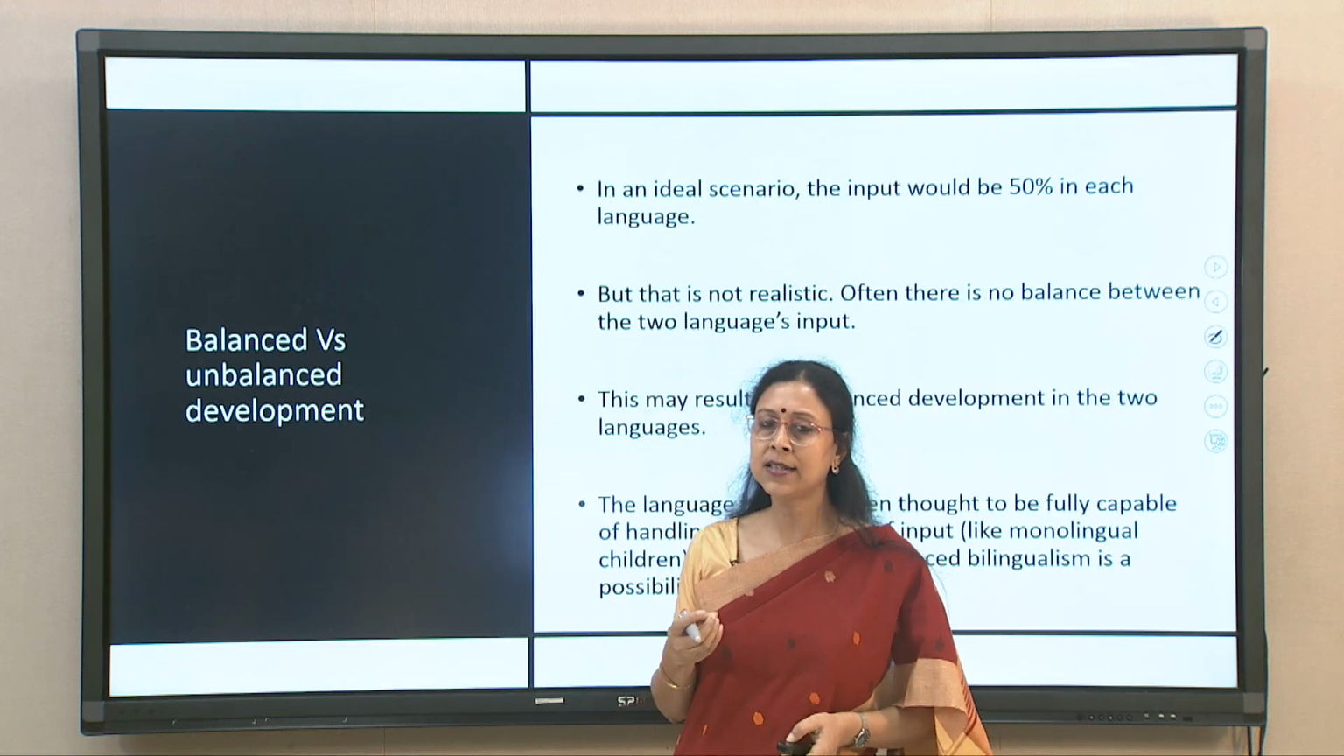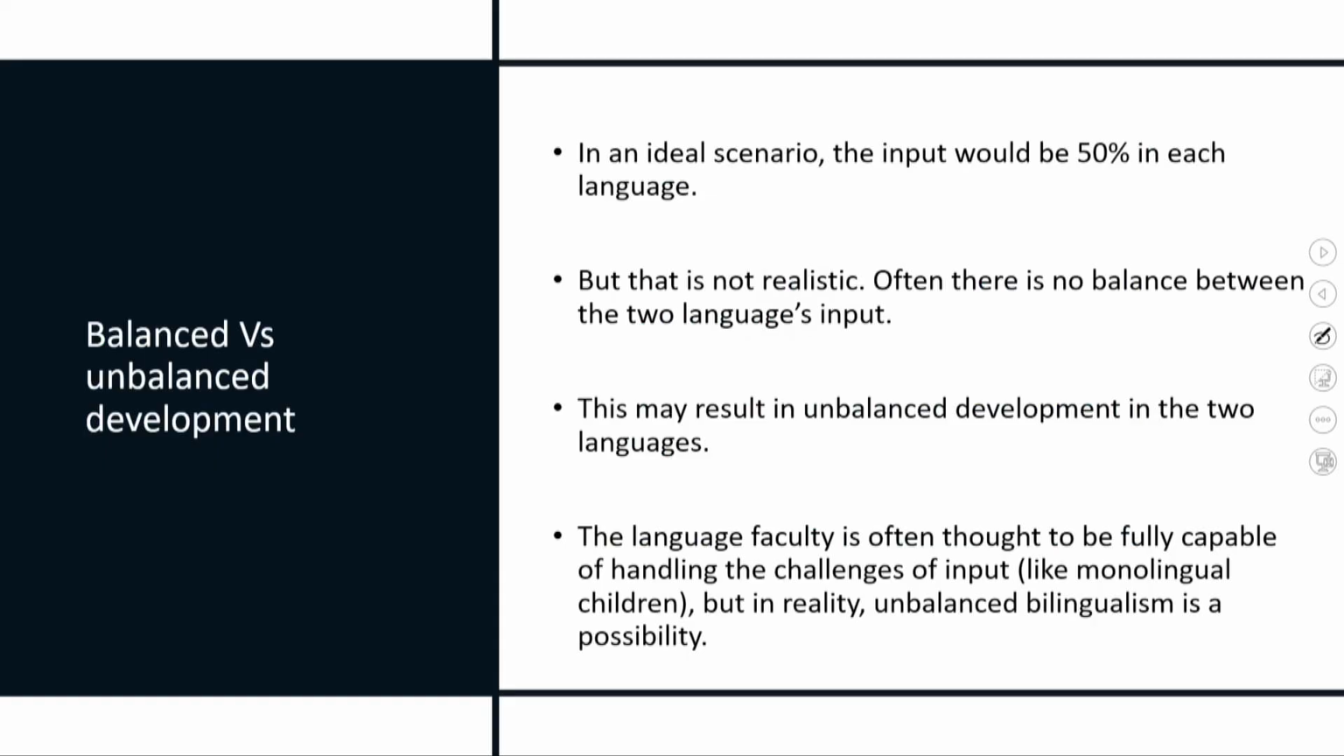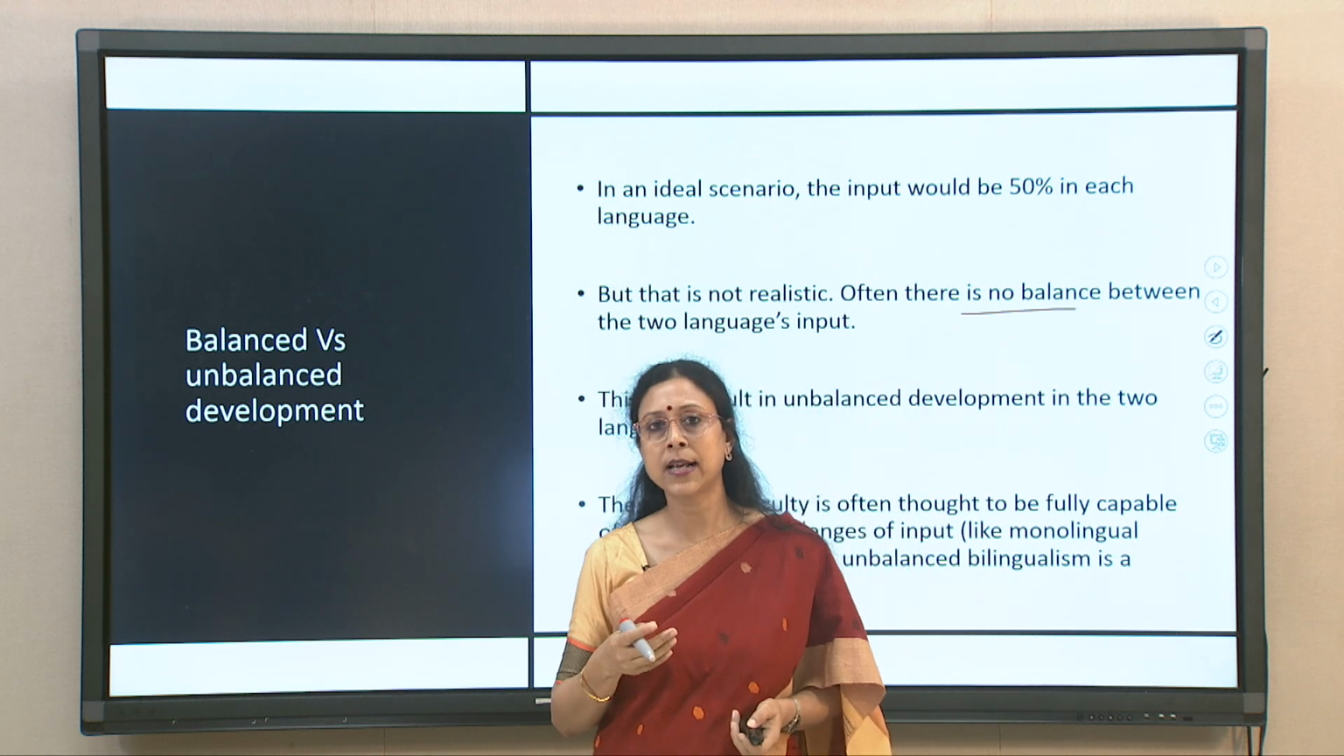So, in an ideal scenario, both the languages will have similar quality, similar quantity and a similar amount of input, but that does not happen all the time. That is an ideal scenario. In a realistic scenario, often there will be no balance between the two languages' input. Now, this might result in unbalanced development in the two languages. We have already seen that dominance has been put forward as one of the reasons.